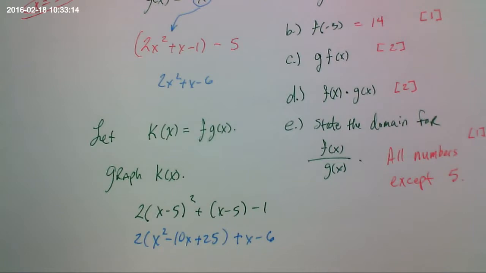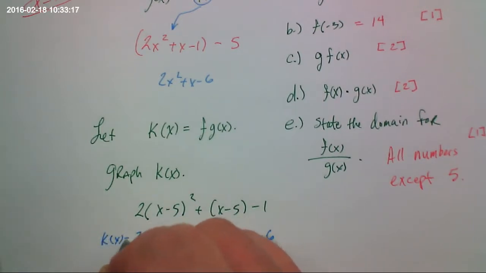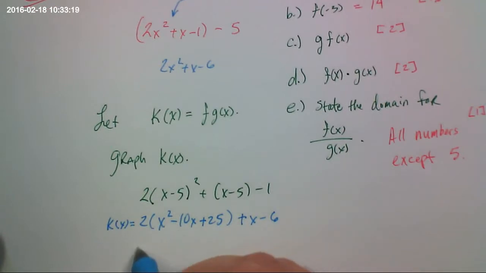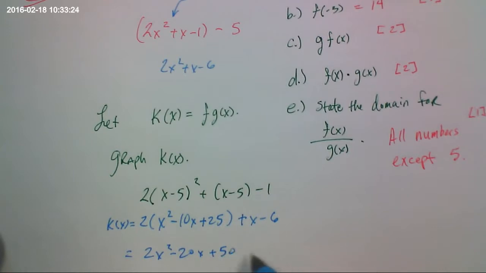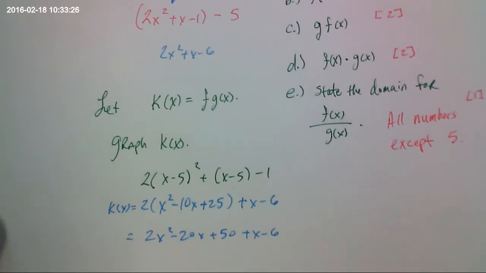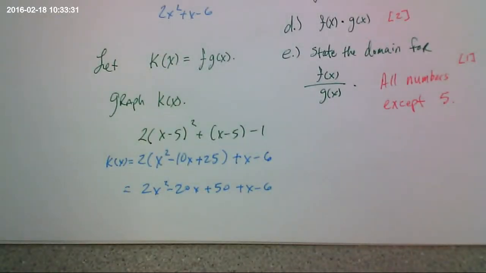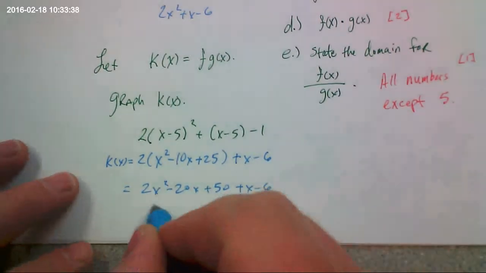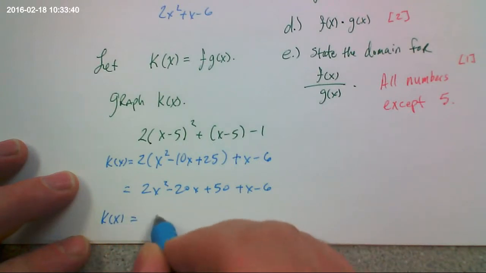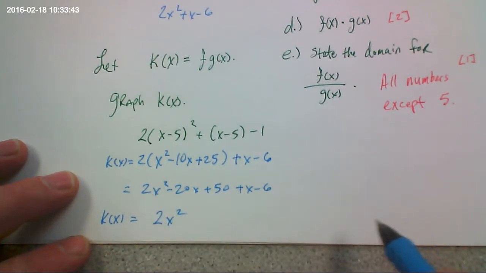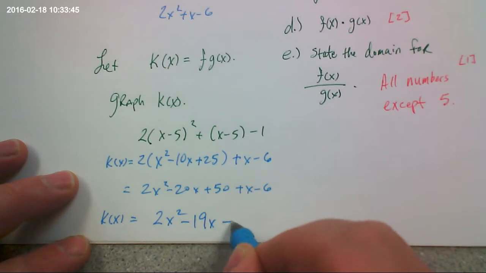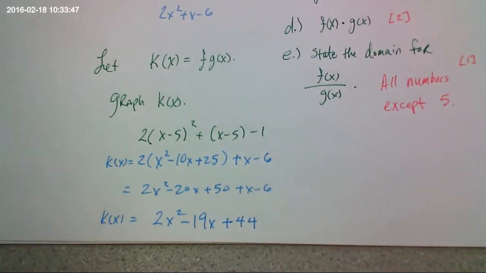Distribute. Right? So this is what k of x equals. So distribute: 2x squared minus 20x plus 50, plus x minus 6. And then what? Do that thing that begins with a C and ends with combine like terms. Right, Marcella? So k of x equals 2x squared minus 19x plus 44.